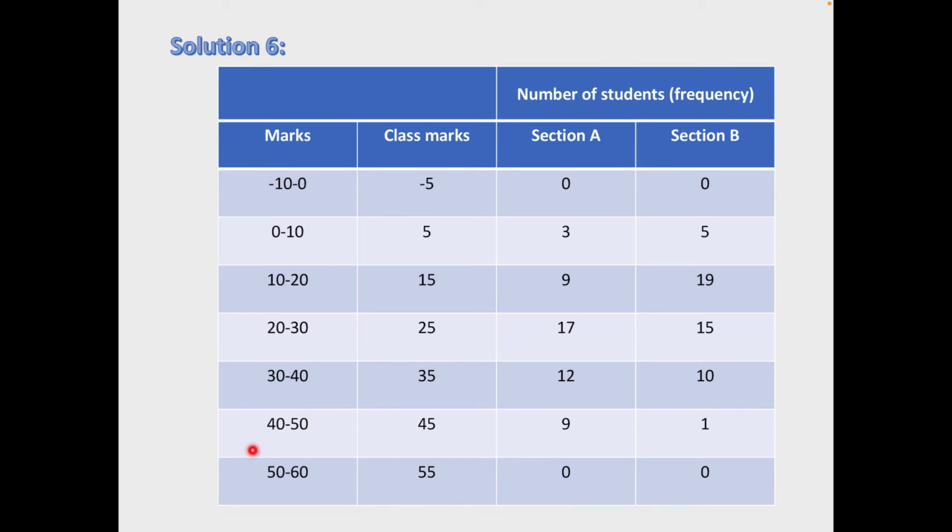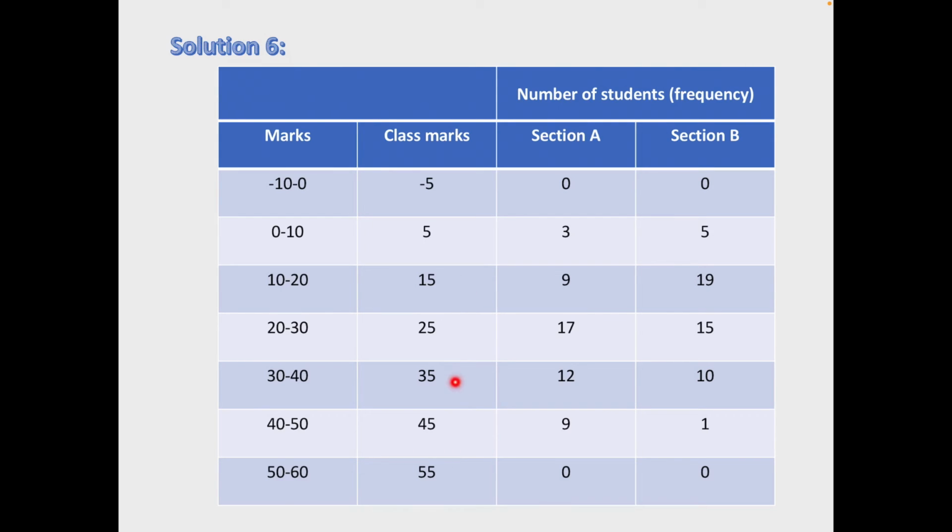I have shown them also in the table, and since the frequency is 0 for them, I have written 0 here. The class mark will be minus 5, half of 10 is 5, and for the total of 30, half of 30 will be 15. Otherwise also, as you can see, the size is 10, so simply add 10 to each class mark and you will get the next class mark, right?